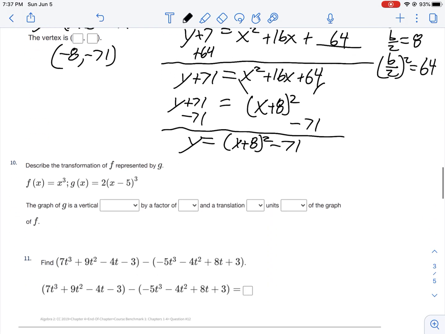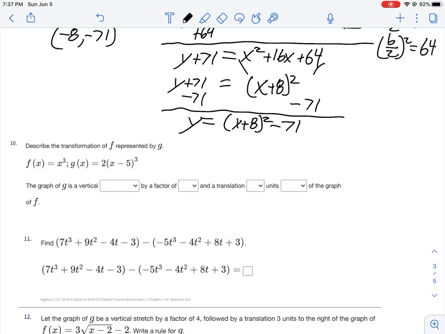All right, describe the transformation of f represented by g. So we start off with an x cubed, and now we have 2 times x minus 5 cubed. Now, we added an a value in front. That is a vertical stretch because the a value is bigger than 1, by a factor of 2. And a translation, x minus 5 on the inside. Minus 5 on the inside tells me to go 5 units to the right. Done. I wish they were all that easy.